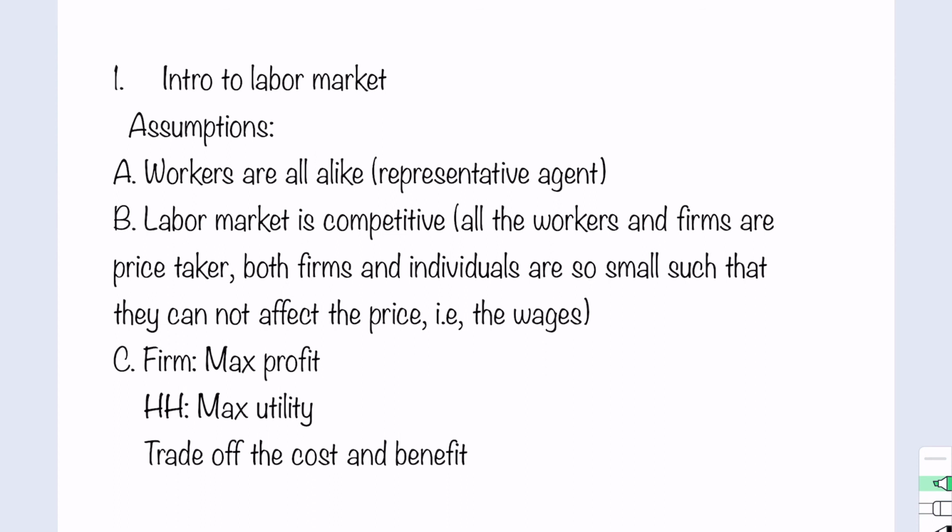The third assumption we make is that the firm maximizes profit and the household maximizes utility. That is a very straightforward assumption that we make for a lot of economic analysis. When we are maximizing, there is always a trade-off, a trade-off between cost and benefit.